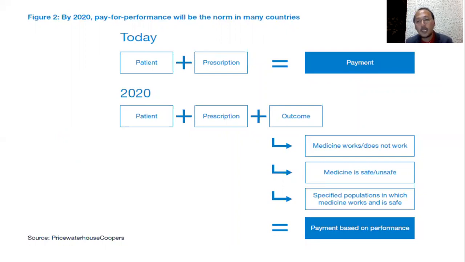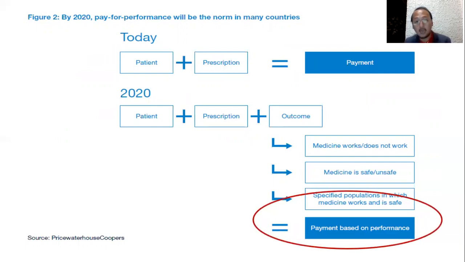So by 2020, electronic medical records, e-prescribing, and remote monitoring will also give healthcare payers and providers in many countries access to extensive outcomes data, as indicated in some of the literature in the particular market. And they will be able to determine which medicines are particularly safe, efficacious, and cost-effective in different patient populations.